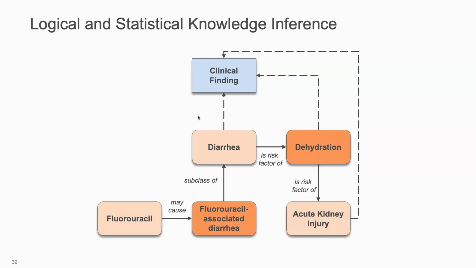So you can automatically infer, given some of the ontological characteristics of a knowledge graph, that fluorouracil-associated diarrhea may also be a risk factor for dehydration. And because the risk factor property is transitive, you can infer that fluorouracil-associated diarrhea is also a risk factor for acute kidney injury.